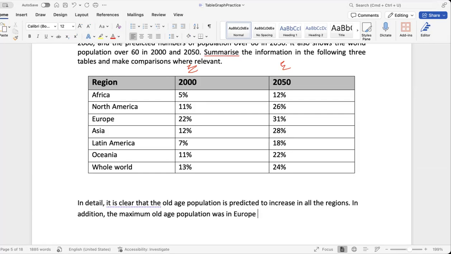Taran, wait. Let him. Taran, I know you know it, that is why I am not asking you; I have already made you practise it well. Okay, go ahead Yusuf. The maximum old age population was in Europe in both the years. Is it enough? Can I write in both the years? Is it right? Yes, in both the years.